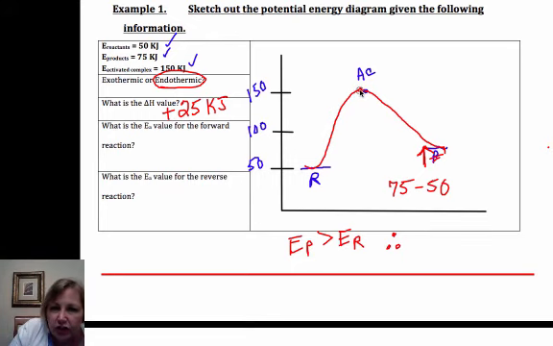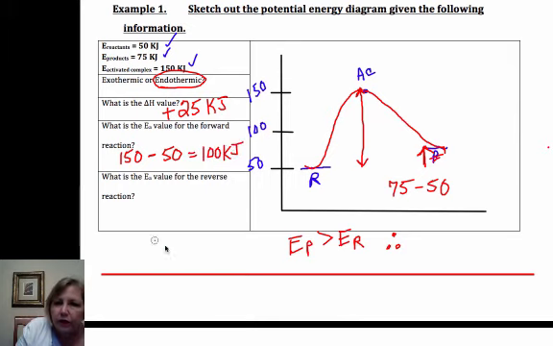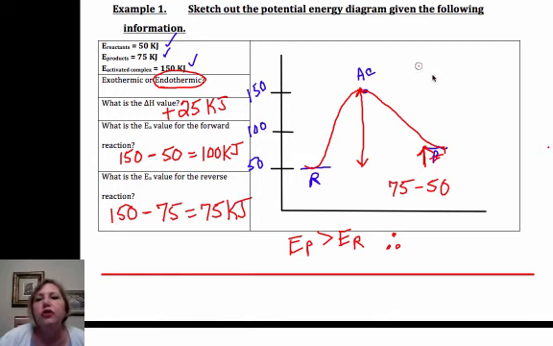The activation energy for the forward is this difference between here and here. So my activated complex here is 150. It's the activated complex minus the reactants. So that's 100 kilojoules. For the reverse, you start with the activated complex again, but this time we're going to subtract the products, and I get 75 kilojoules. Okay? So that's how you draw one of these. So until we get to have fun doing that in class, this is loving you always. Take care, kiddos.